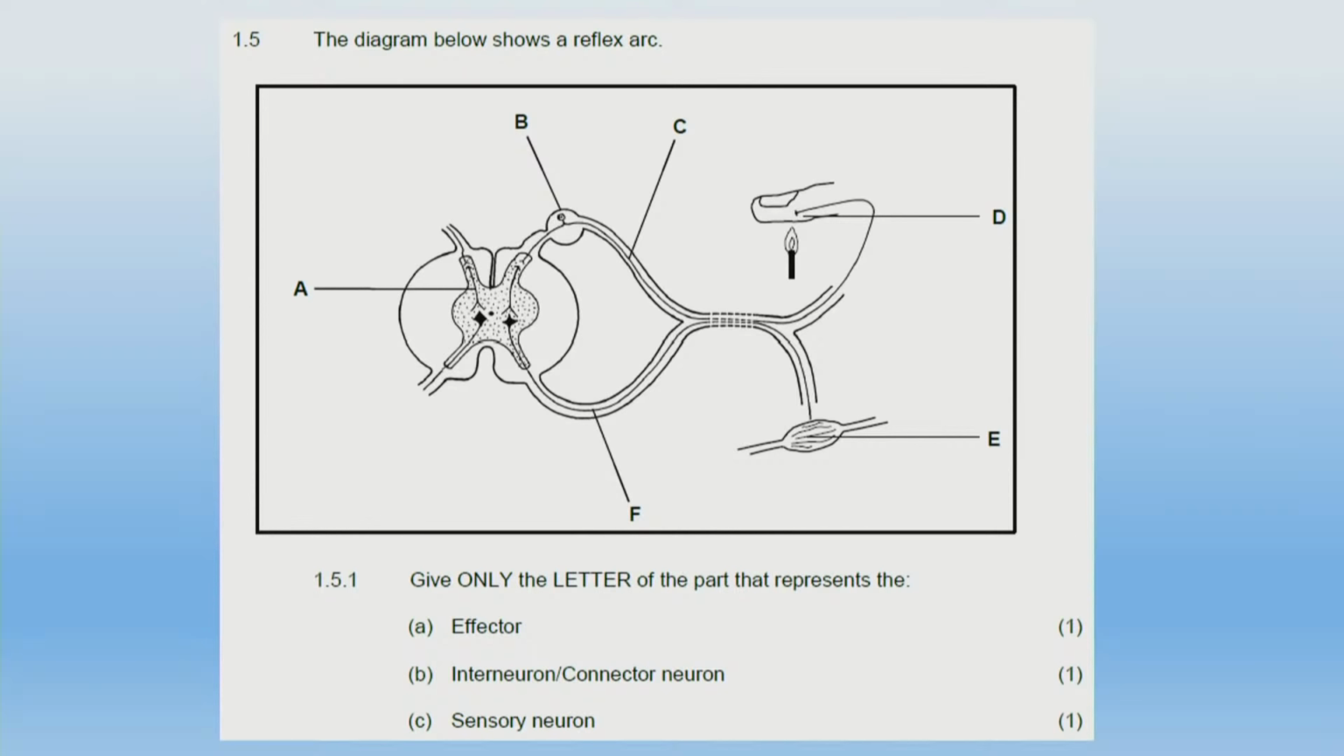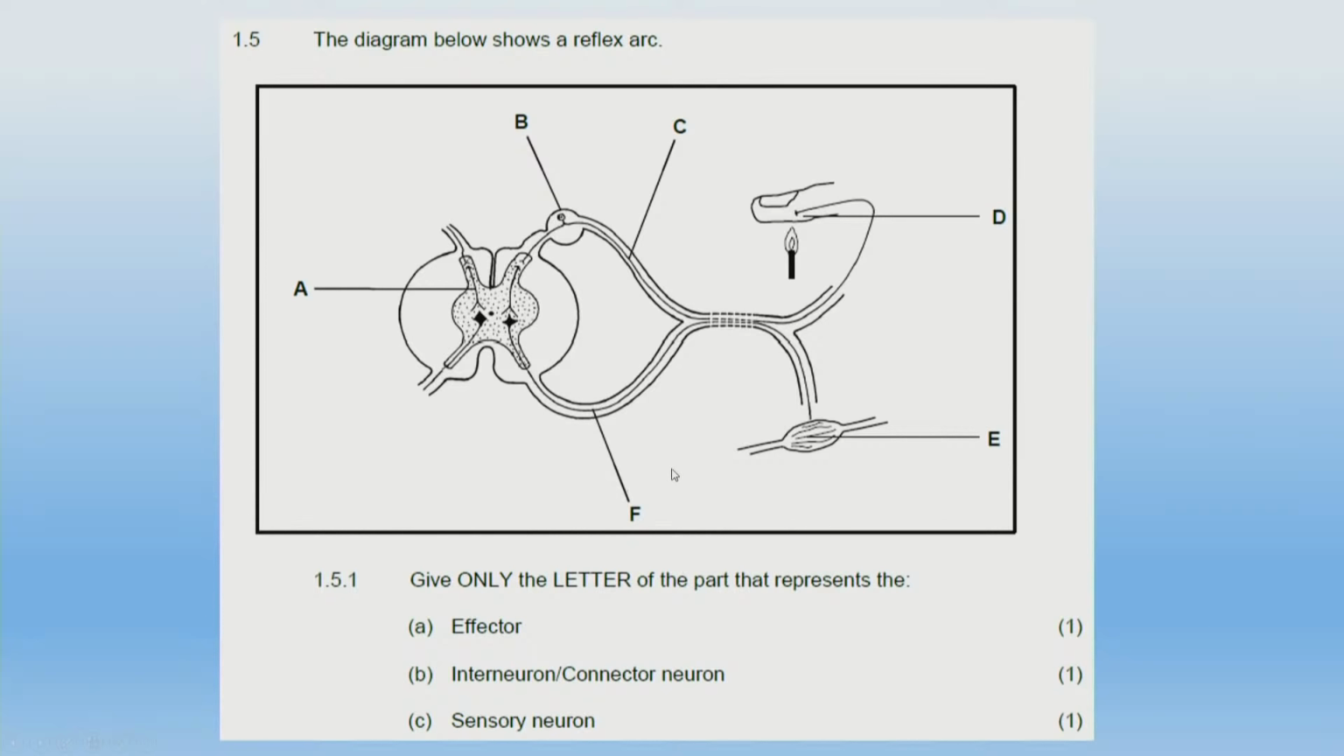So we have question 1.5. Okay, and then let us look at this question. The diagram below shows a reflex arc. So we have labels A, B, C, D, E, and F. 1.5.1 is like this. Give only the letter of the part that represents the effector.